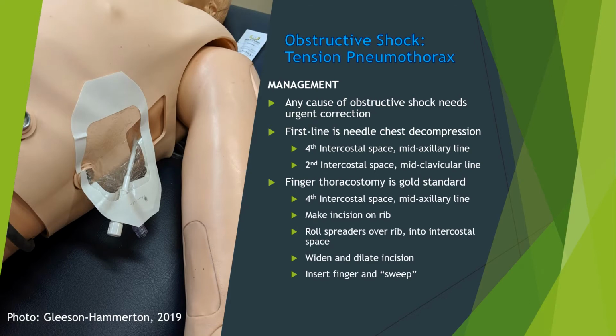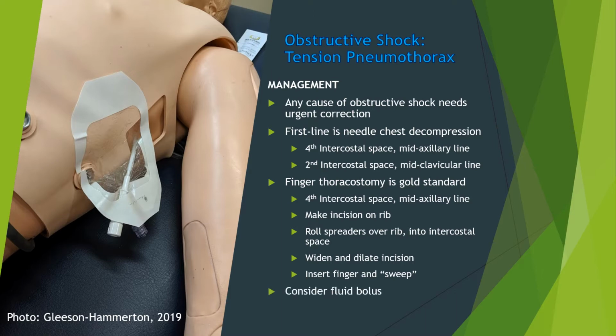Finger thoracostomy is the gold standard in the pre-hospital management. It's done again in the triangle of safety at the fourth intercostal space at the mid-axillary line, where you need to make an incision over the rib down to the bone, and then you roll your spreaders over the rib into the intercostal space and widen and dilate the incision. After that, you pull the spreaders out and insert your finger and sweep. You could potentially feel the lung reinflate, and you can also see evacuation of any blood or empyema that may be causing the tension if it's not air.